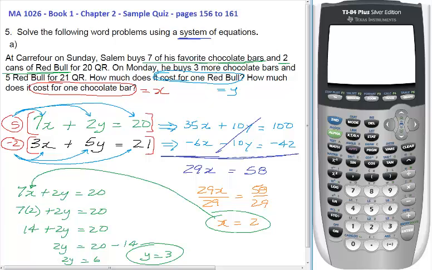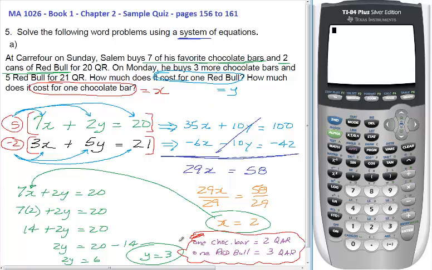Now it's a word problem, so write a word answer. You should write something like 1 chocolate bar equals 2 Qatari reals and 1 Red Bull equals 3 Qatari reals. So write your final answer, something like that. And you might want to check that by just multiplying and seeing if it adds up to the right cost. But there's your answer, 2 reals and 3 reals, and that's how you set up a system and do that. Hopefully that helps. Bye bye for now.